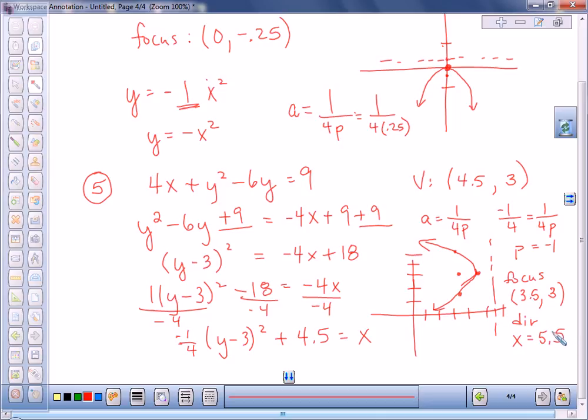Okay, I have one more example that I'd like to save to do with you guys tomorrow, so if you'll remind me of that, I'll do that with you tomorrow, and do the best you can on your assignment.